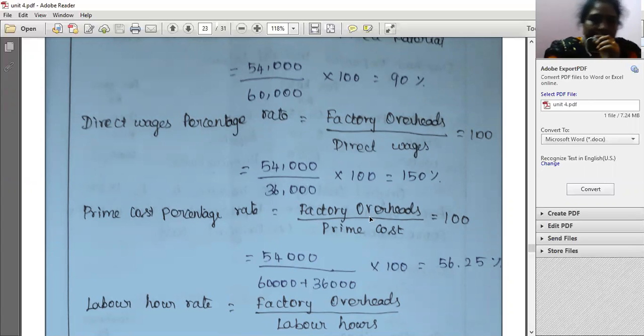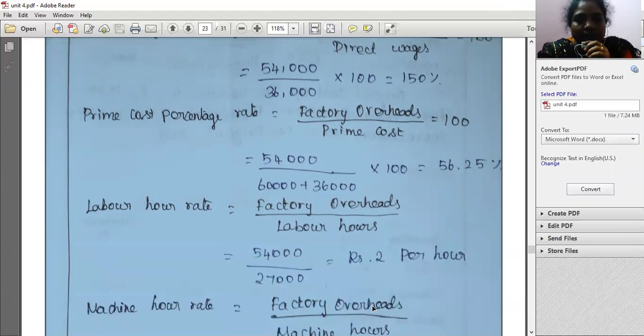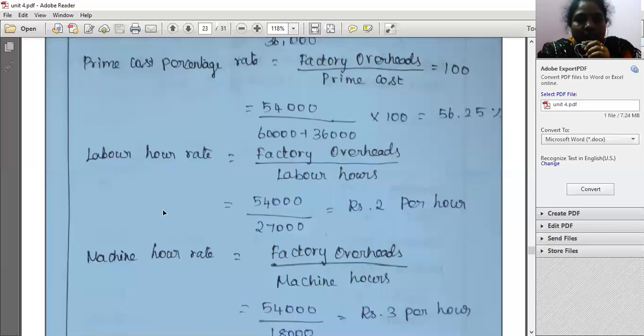Again, the numerator is the factory overhead, the same value 54,000, divided by 96,000 into 100. The percentage is 56.25. And next we find the labor hour rate: factory overhead by labor hours, 54,000 divided by 27,000. These are the amounts given in this problem. The labor rate is rupees 2 per hour.